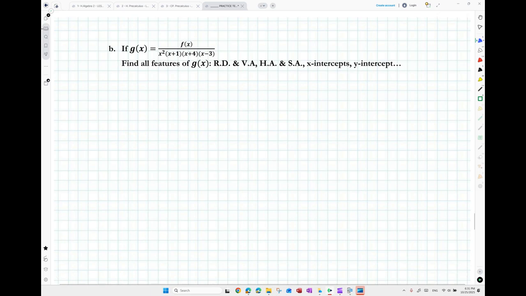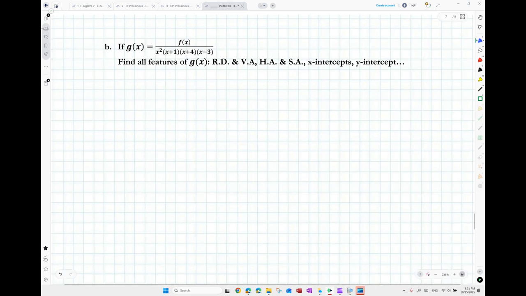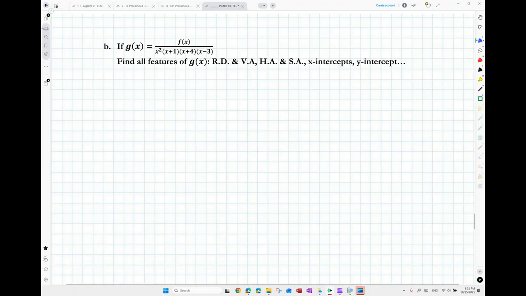Part B of question 5, I'm going to find all the features. I'm going to study this rational function here. Now, remember that to do so, I need both the factored form and the distributed form. So I already found in part A the factored form, and I have the distributed form.